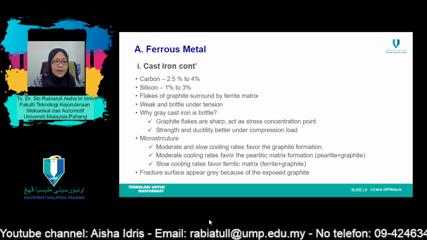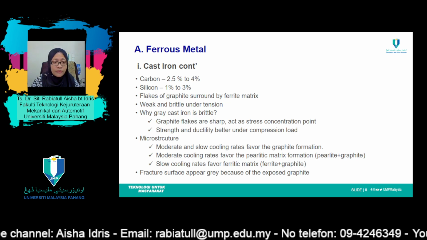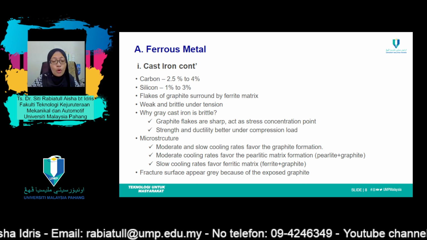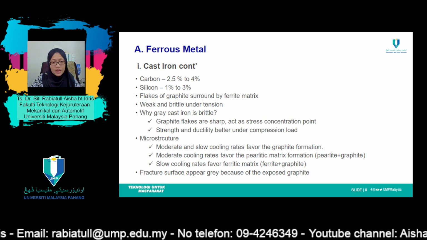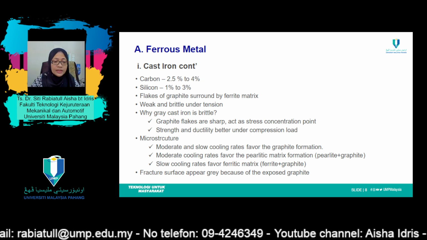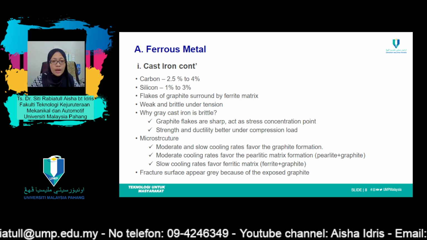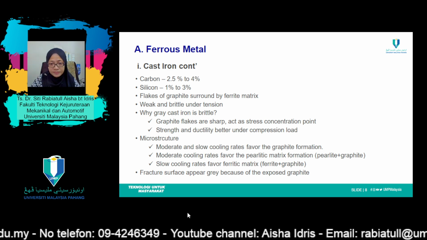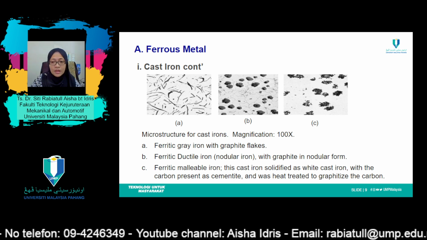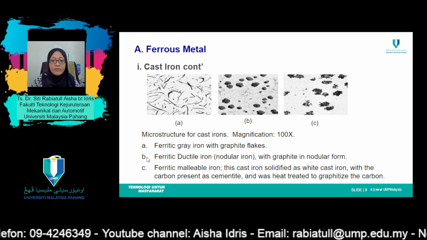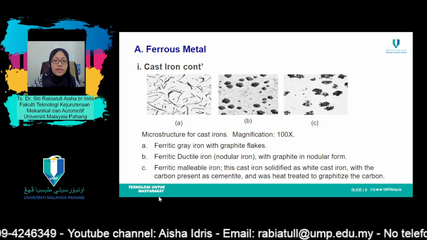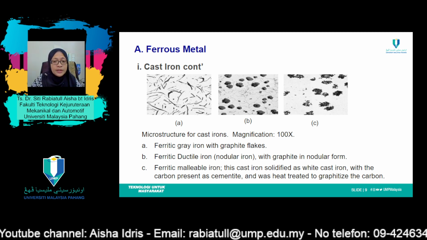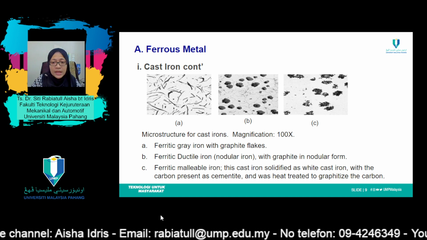For most cast irons, the carbon exists as graphite, and both microstructure and mechanical behavior depend on composition and heat treatment. The most common cast iron types are grey, nodular, white, malleable, and compacted graphite. So the list can be seen from figures A, B, C together with the microstructure for these types of cast iron.